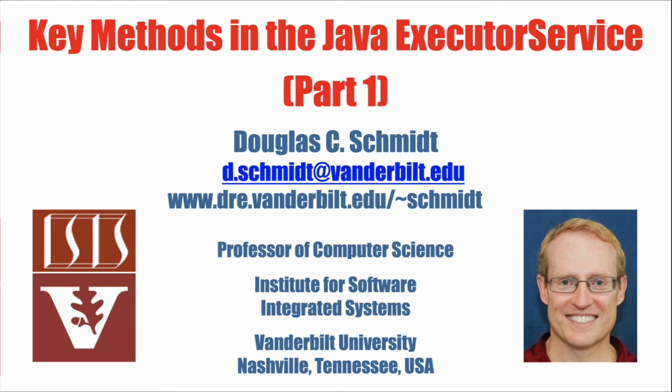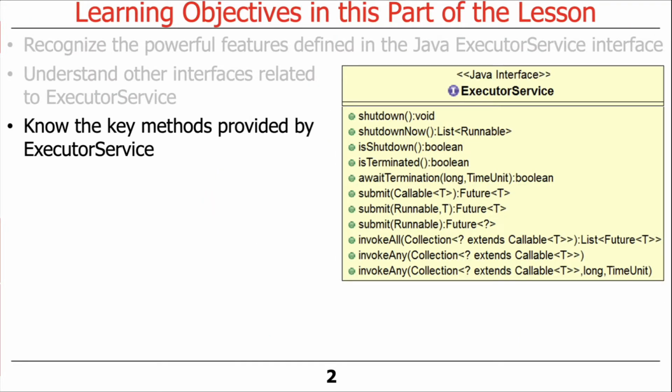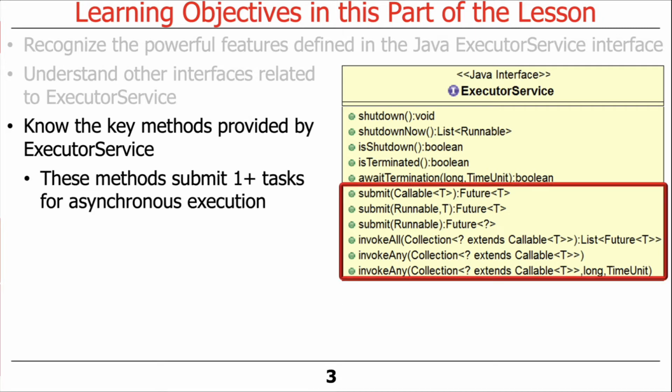So now that you've got a taste of the architecture and the concepts and the key interfaces that are part of the executor service, let's begin our discussion of some of its key methods. There are a lot of methods in the executor service interface, so we're not going to cover them all in one fell swoop. We'll start by looking at the ones that submit one or more tasks for asynchronous execution.